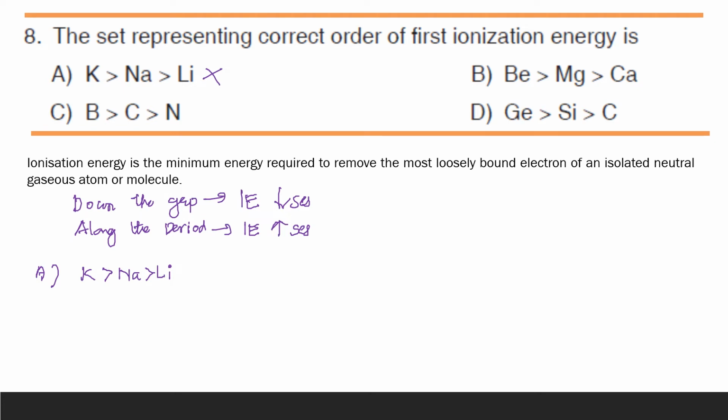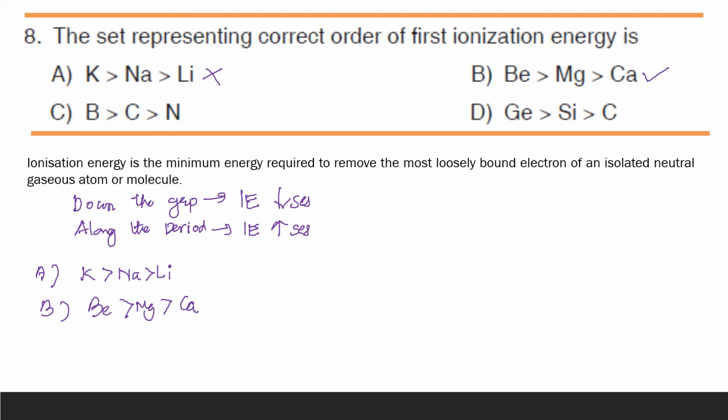Now moving on to the second option, which is B: beryllium greater than magnesium greater than calcium. These are elements which belong to the alkaline earth metals. These are group 2 elements, where beryllium is the first member, magnesium is the second member, and calcium is the third member. So this actually represents the correct order, because the first member has the highest ionization energy, followed by the second member, followed by the third member. So this option seems to be the right answer.